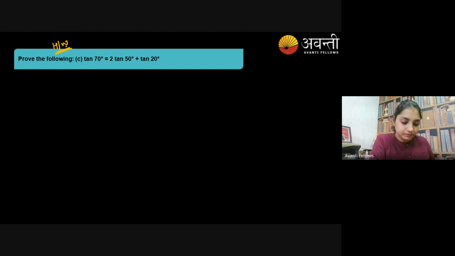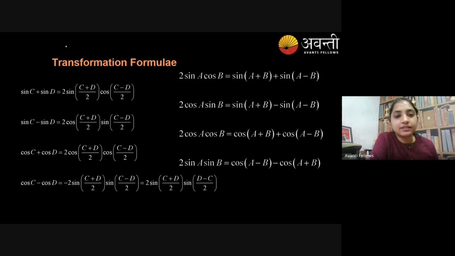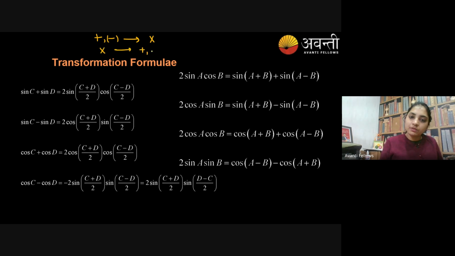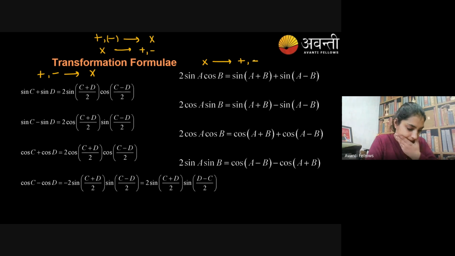Great, wonderful. Now after those 6 formulas, we have another 8 formulas, and they are called transformation formulas. Why do they call them transformation formulas? It means from plus or minus we will go to multiply, and from multiply we will go to plus or minus. Can you see the formula? In this formula we are going from plus minus to multiply, and here from multiply to plus or minus. Clear? Okay.